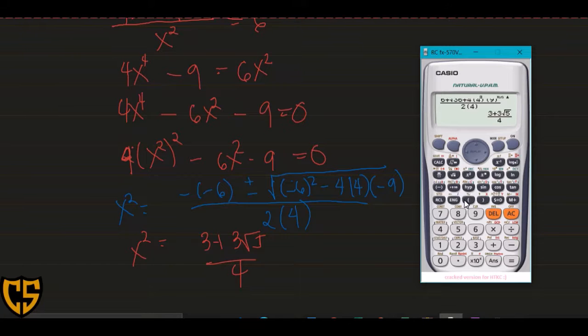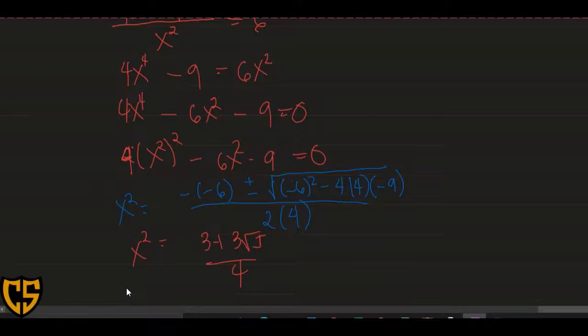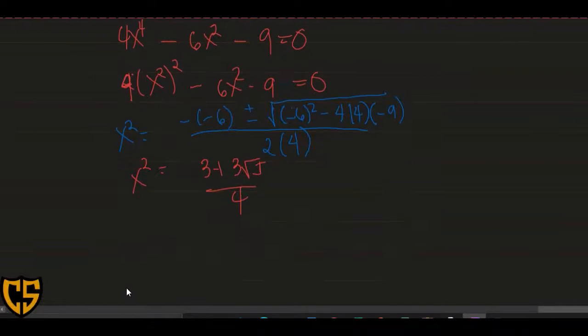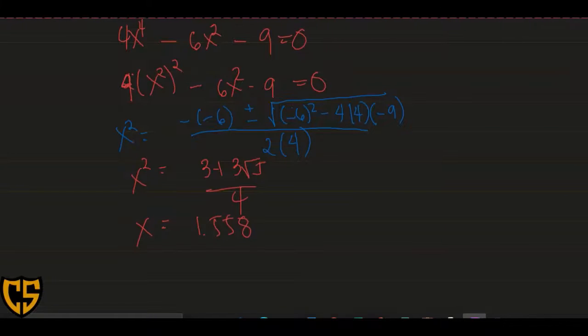Taking the square root in order to find the value of x, we have the square root of our answer. That will be 1.558. So x will then be equal to 1.558. This will then be our final answer.